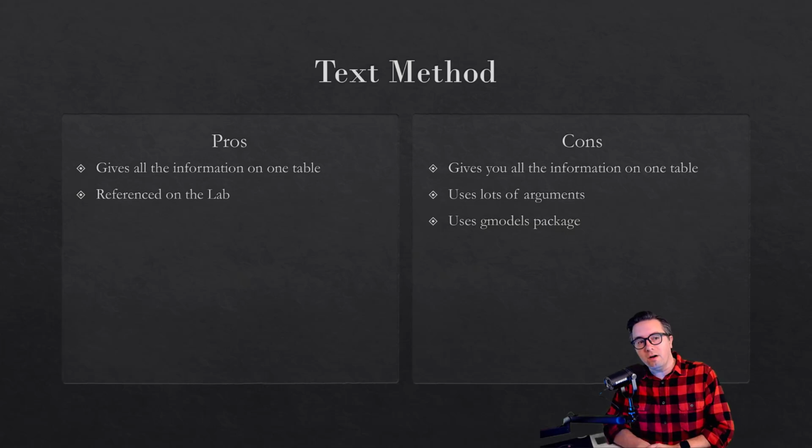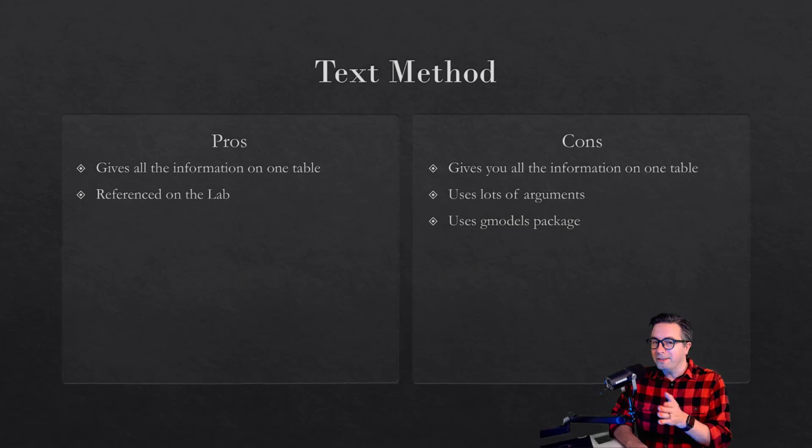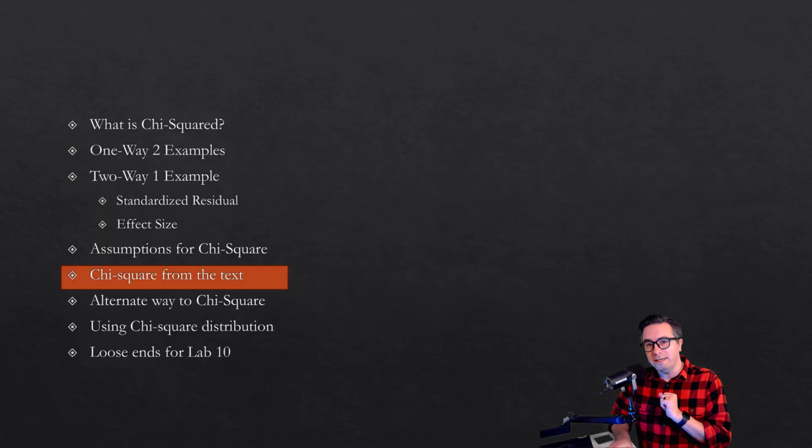The cons are that, as you saw before, there are a lot of arguments to enter things in, more than the other method. And so I think that's one of my favorite things about it. The other thing is you have to use the gmodels package, which is probably the weakest of the cons on the list, right? Because all you have to do is call library and boom, there it is. So there you go, there are the pros and cons of using the method that's prescribed in the text.